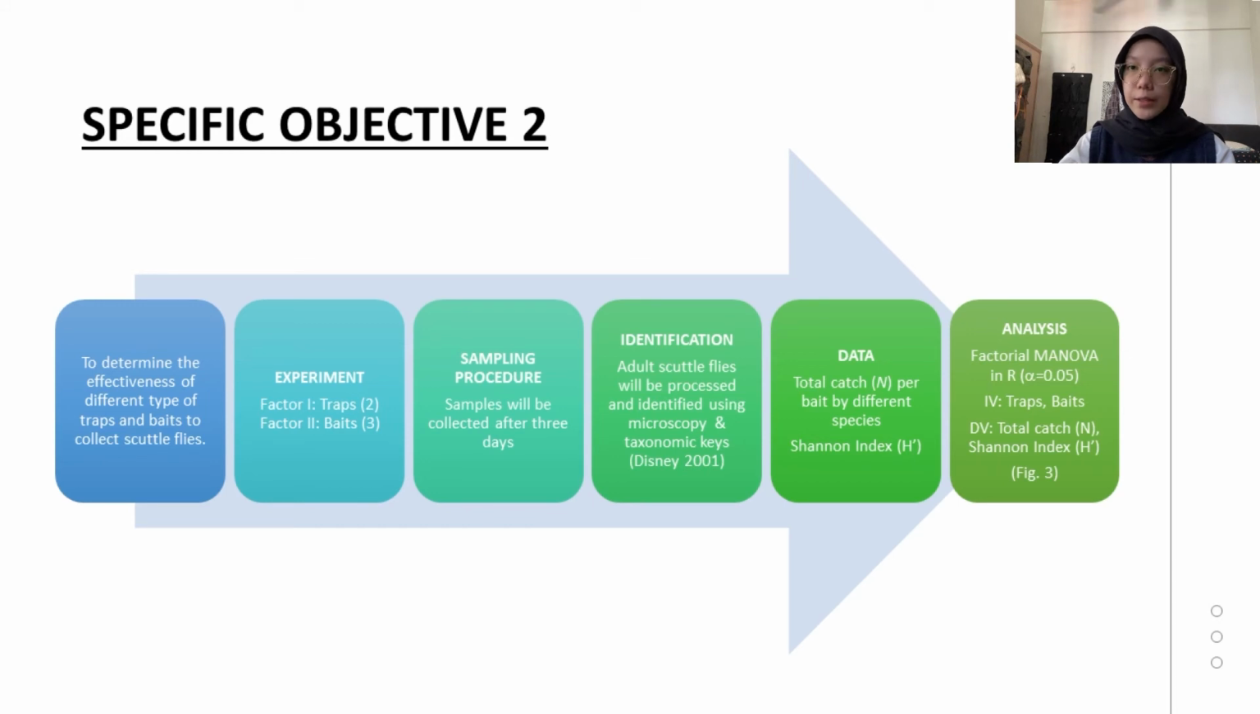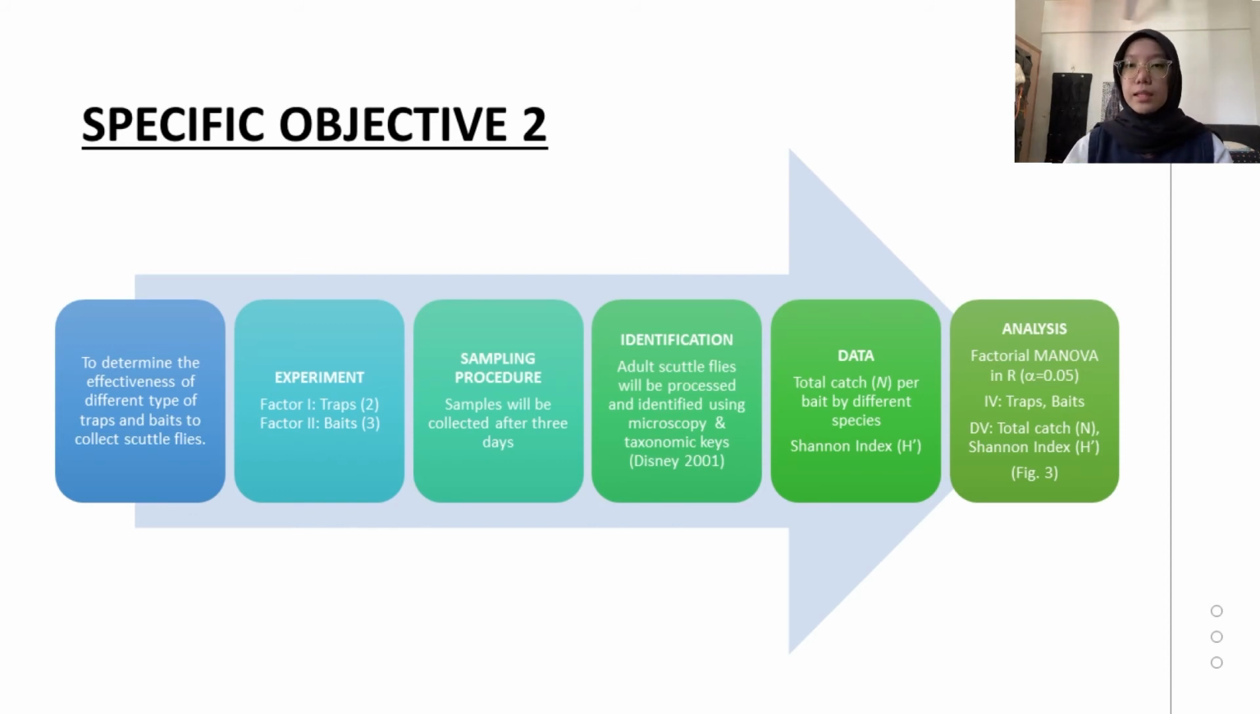Adult scuttleflies will be collected 3 days after the placement of the traps. Next, the scuttleflies will be identified for the species. This procedure will give the total catch per bait according to species, and Shannon index of diversity will be calculated.